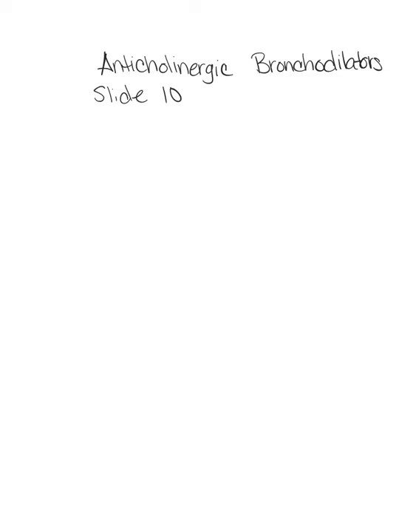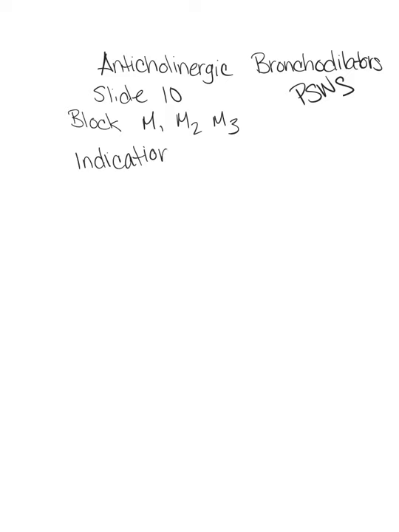So anticholinergic, so remember it's an antagonist, so it blocks the muscarinic receptors. So M1, M2, and M3 are the ones that we are worried about. So it blocks those receptors. And remember, this is the parasympathetic nervous system. So indications. So always know your indications. So we are going to use these for maintenance of COPD. So COPD maintenance.